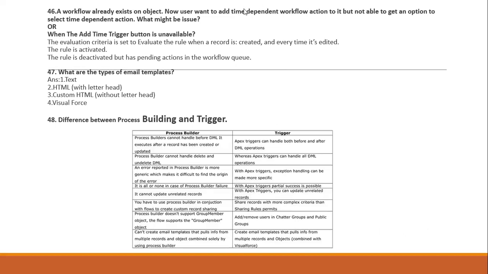Next question: a workflow already exists on the object. Now the user wants to add a time-dependent workflow action but is not able to get the option to select a time-dependent action. What might be the issue? The add time trigger button is unavailable when the evaluation criteria is set to evaluate the rule when the record is created and every time it is edited, when the rule is activated, or when the rule is deactivated but has pending actions in the workflow queue.